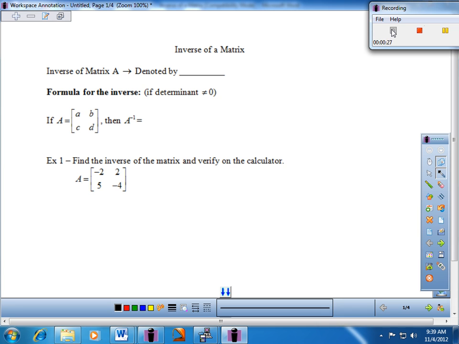We're going to do some stuff by hand, mostly on the 2x2s, and then when we get into the 3x3s and the 4x4s, we're going to let the graphing calculator do some work for us. So let's start it out here. At the very top it says inverse of a matrix.